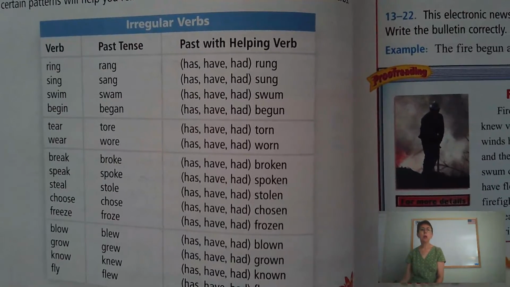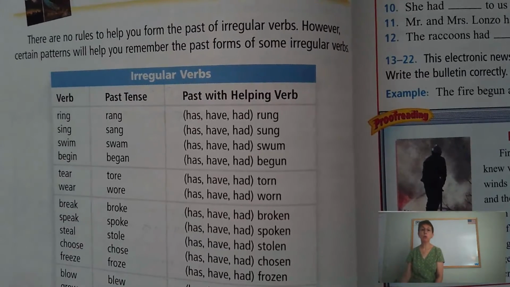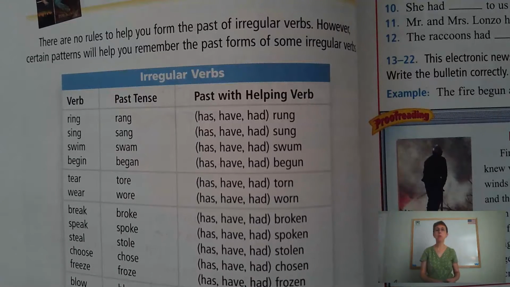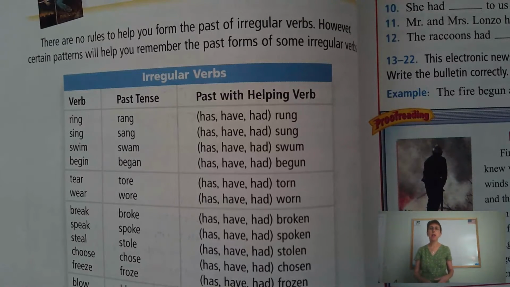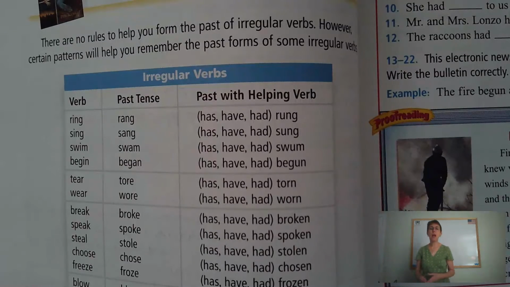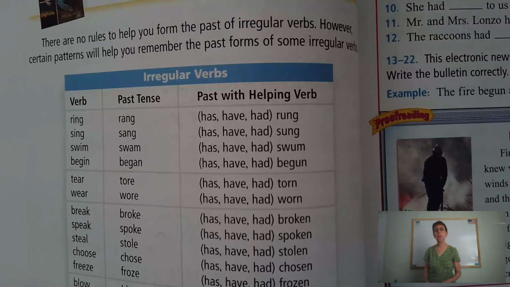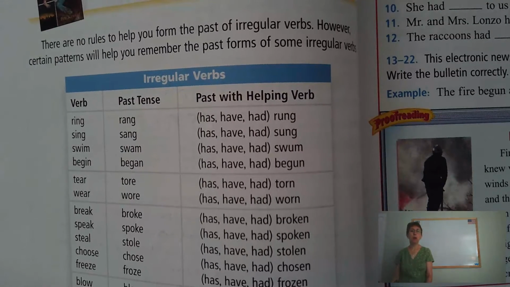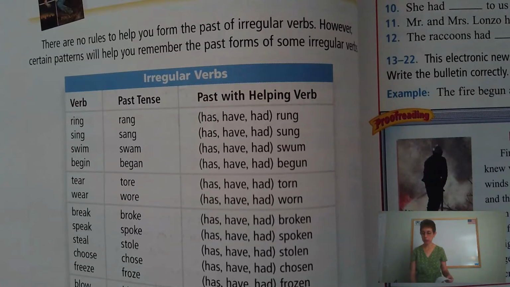Okay, so for irregular verbs, you'll see that it even says right above this chart, there are no rules to help you form the past of irregular verbs. However, there are certain patterns that will help you remember the past forms of some of the irregular verbs. So as we mentioned yesterday, irregular verbs, unfortunately, you just have to remember what the past is and what the past with the helping verb is. But today's irregular verbs, you'll notice that there are some similar patterns, and those are helpful. But again, ultimately, you do need to remember the past and the past with the helping verb.